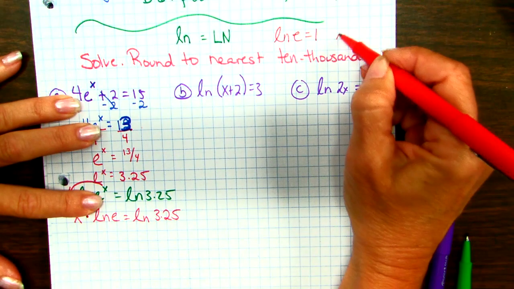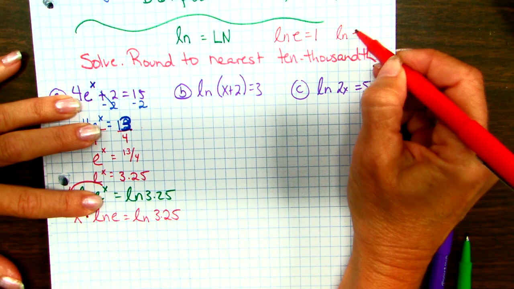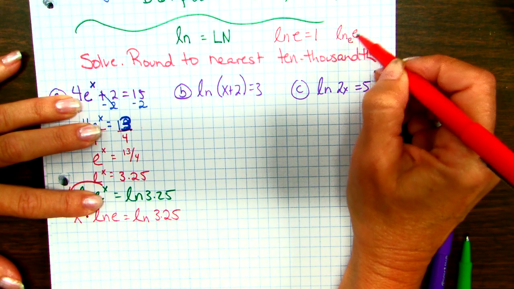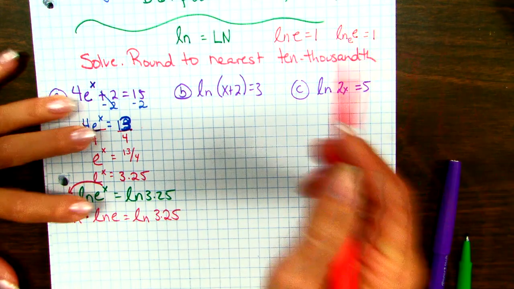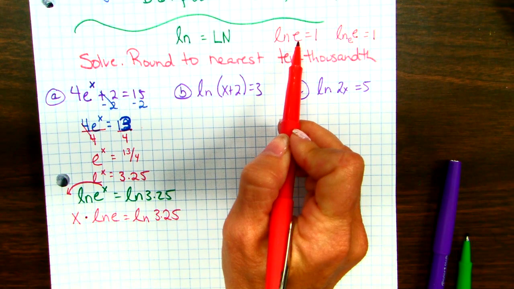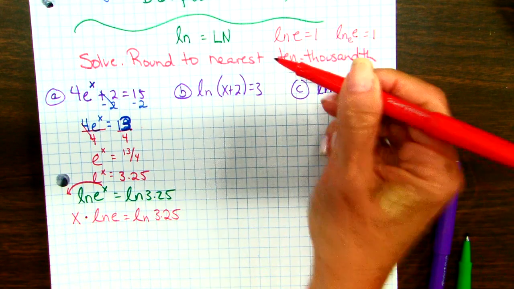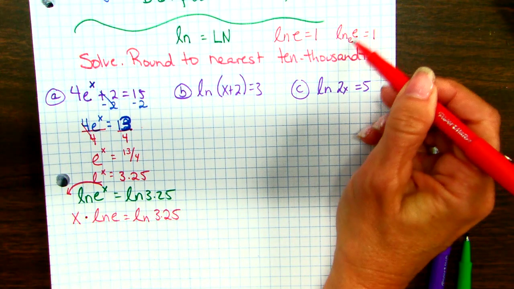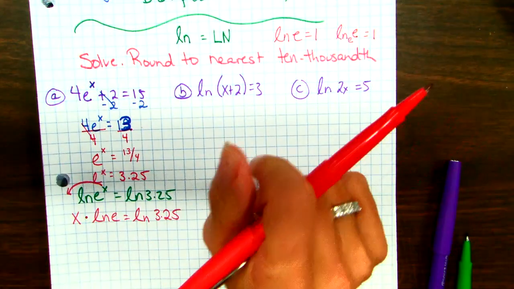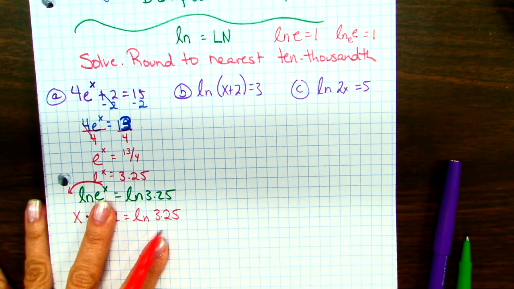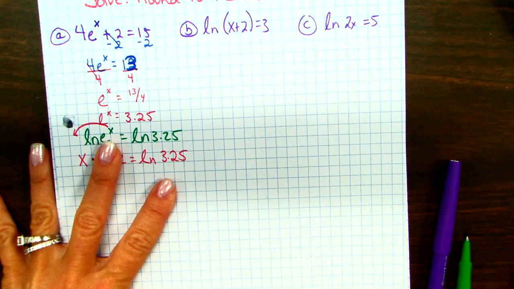Because remember, whenever you have a log and a number here and the base, whenever these are the same, that equals 1. So when you see natural log e, we know all the time that natural logs have a base e. So anytime these two are the same like that, the whole thing cancels out and becomes 1. So really, all you have left is x equals natural log of 3.25. We can just put that in our calculator and get the answer.